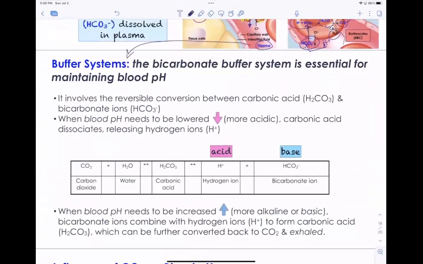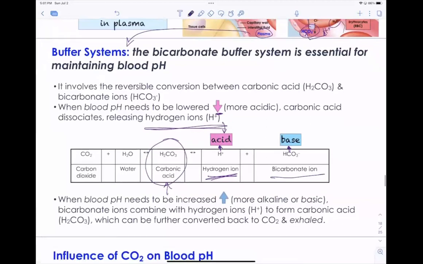So the buffering system is carbon dioxide combining with water to form carbonic acid. And then carbonic acid can dissociate into hydrogen ion, which is our blood's acid, and a bicarbonate ion, which is the alkaline or base component. And so when the pH needs to be decreased or become more acidic, carbonic acid is going to dissociate and release more hydrogen ions into the blood, thus lowering the pH, and it becomes more acidic.